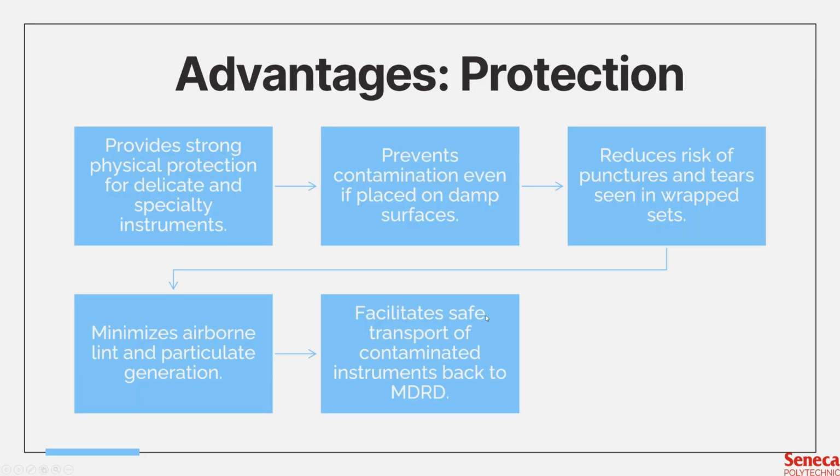So, advantages and protection. Rigid containers offer excellent physical protection for surgical instruments. They prevent punctures and tears that are quite common in wrapped sets. The hard shell protects against drops, pressure, and environmental exposure. On that note, if you were to drop the rigid container, it would be considered contaminated and you would have to send it to decontam again to reprocess.